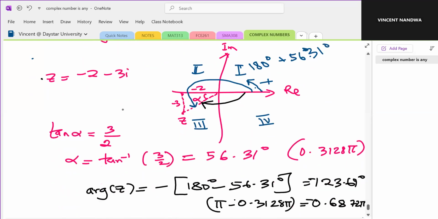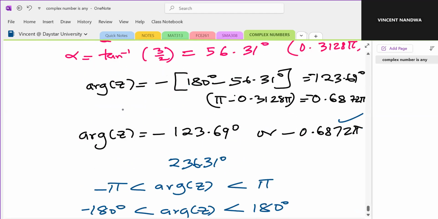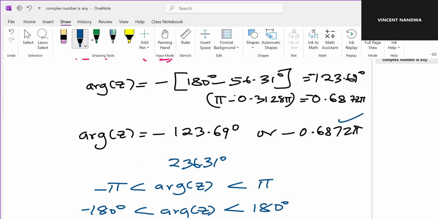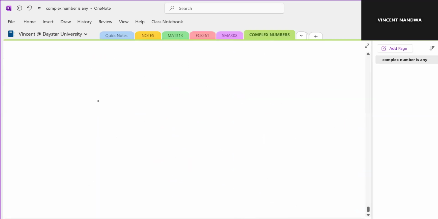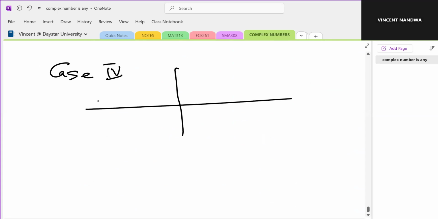But if you want to keep everything positive, once you get the value of alpha here, then just know that the size of this angle is simply 180 plus the value of alpha. And still those two angles, like in this case, if you take the tan of 236.31 and tan of minus 123.69, it is exactly the same thing. So case 4, which is the last case, is if your complex number is now in this fourth quadrant, if the number is here.